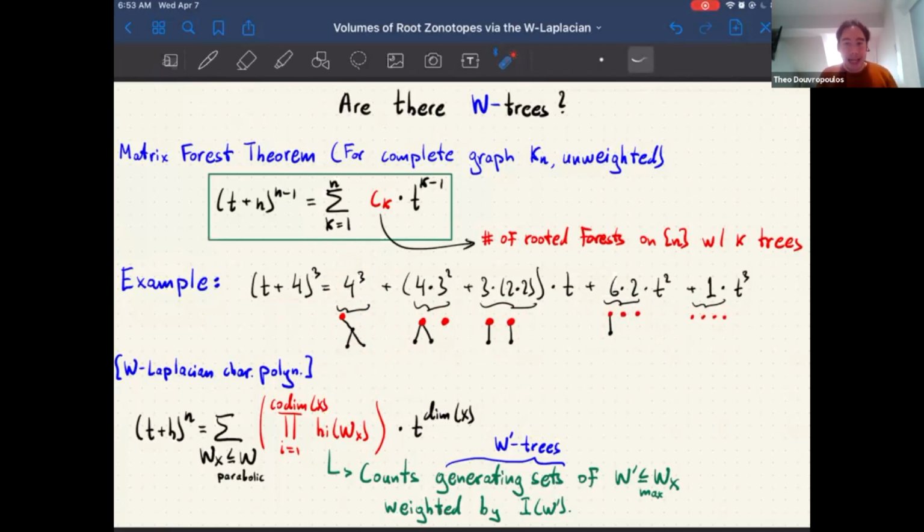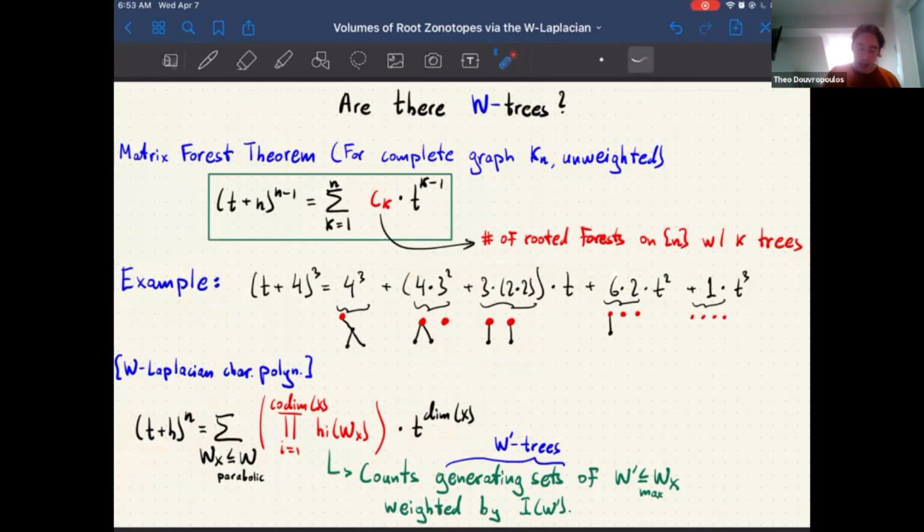So there is an analogous equation that holds for the W-Laplacian, and this is what I have right down here. So this is now the characteristic polynomial of the W-Laplacian matrix. Remember, it was a scalar matrix. All of its eigenvalues were equal to 8, the Coxeter number. And you can decompose it, and the coefficients of its polynomial, it's not immediate, but it comes down to summing over all parabolic subgroups. In the same way that here you have two different Young subgroups of S4: S3 cross S1 and S2 cross S2.